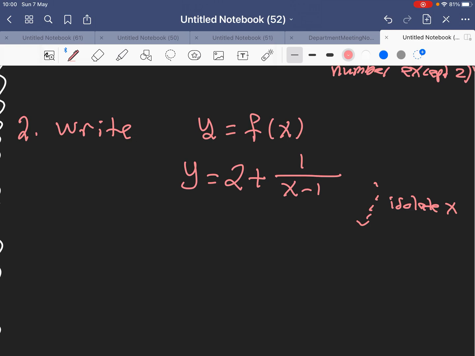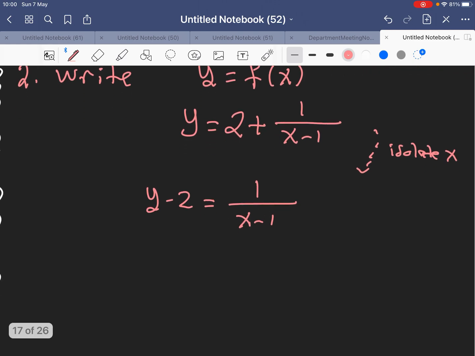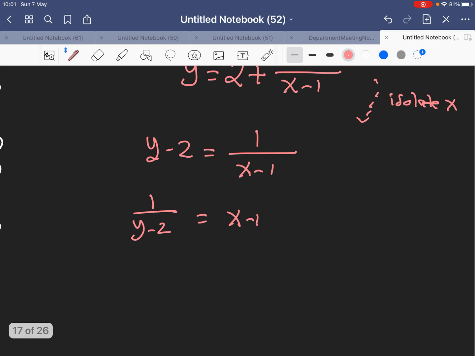Let's see what we get. This is easy. The first step, I take the 2 to the other side. I get y minus 2 equals 1 over x minus 1. Now, if we flip the right-hand side, you also have to flip this one. This is y minus 2 over 1. So it will be 1 over y minus 2. And I think finally, x will be equal to 1 plus 1 over y minus 2.